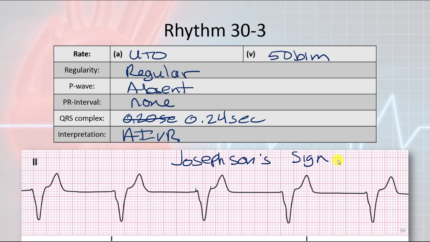Josephson's sign. Josephson's sign is this notching as you go down, and then it goes back up. It goes down and it notches and it goes back up. That is a Josephson's sign that usually indicates that this is originating in the ventricles and it is not a block in the ventricles.